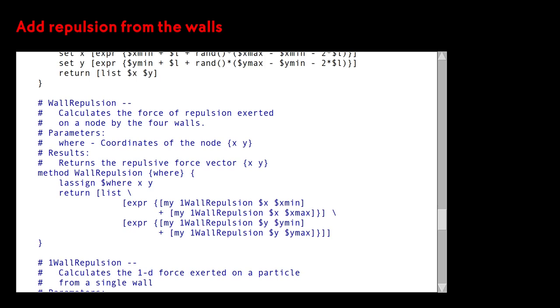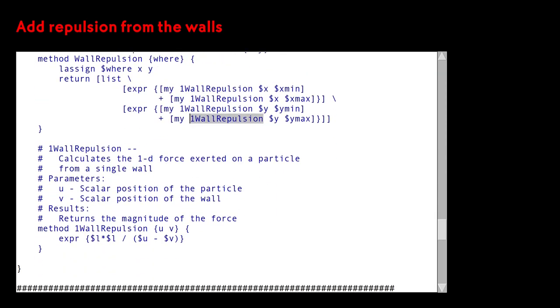The wall repulsion method calculates the force as the sum of repulsive forces from each of the four walls. It delegates the calculation to one wall repulsion to do the actual job. We choose the numbers so that the repulsion follows an inverse square law and has a value of 1 at a distance of L from the wall. Eventually, when we add the springs, we'll choose the spring constants, so the attractive force from a spring also has a value of 1 at distance L, which is what will fix the ideal edge length.